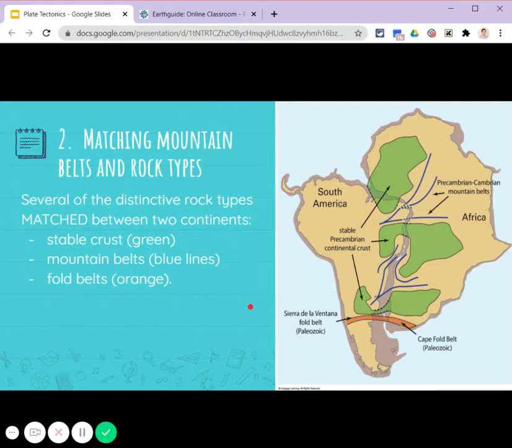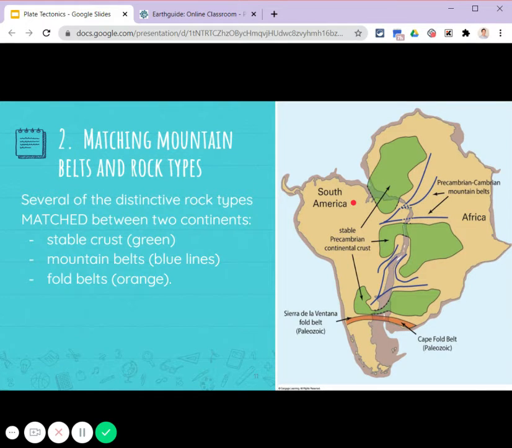He also proposed that there seem to be matching rocks, that's the crust, matching mountains, and matching fold belts on the mountains across different continents that are now separated thousands of miles apart. If you look at this green area here, this is where we have matching rock. The rocks that were found in Africa, some of them were exactly the same as the rocks found in South America, and these two are now thousands of miles away from each other.